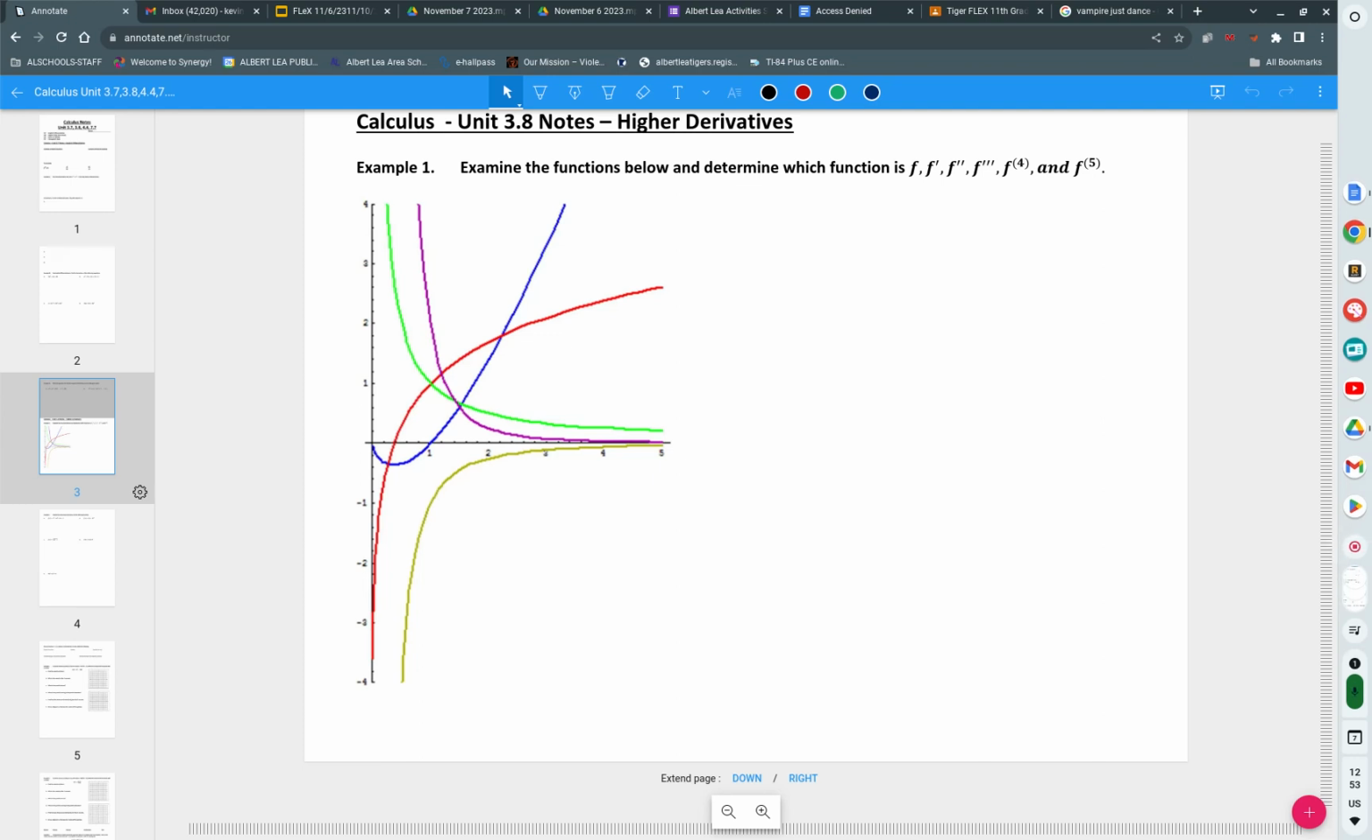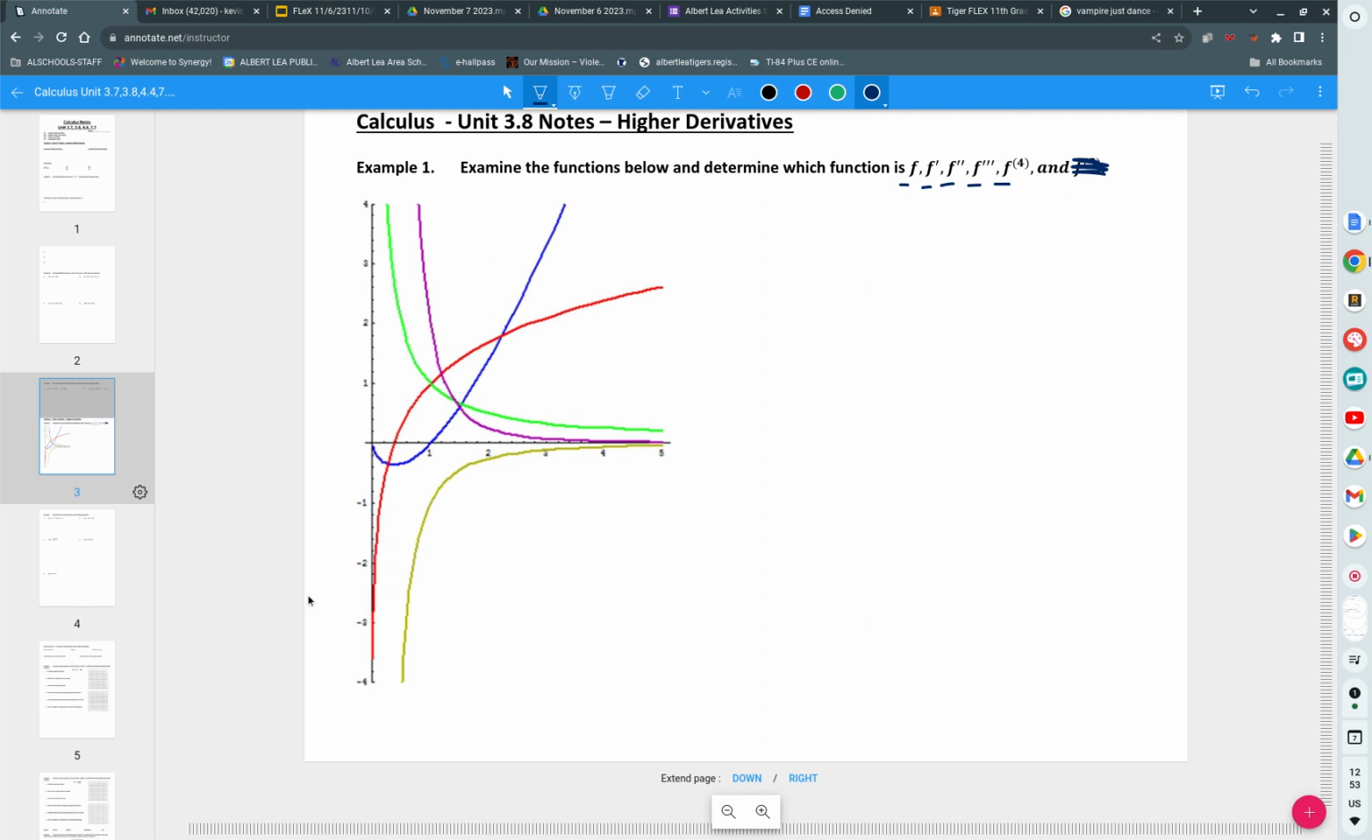This portion right here. As you can see, we have a number of different functions. We have, I believe, f, f prime, f double prime, f triple prime, and then f fourth derivative. I don't believe I have a fifth one up there. What you would like to do right now is look at this graph and talk with the people next to you, and try to figure out which one is the original function and which one is maybe the first derivative of that original function, okay?